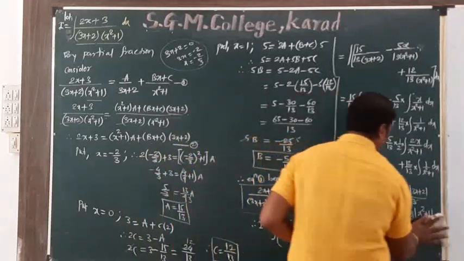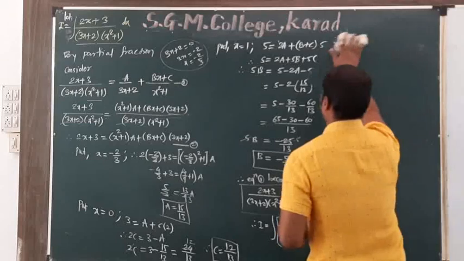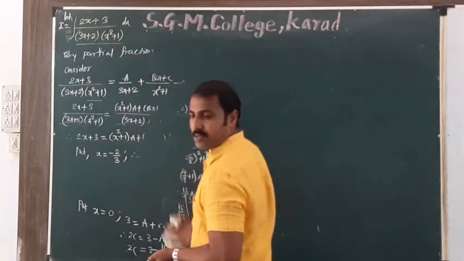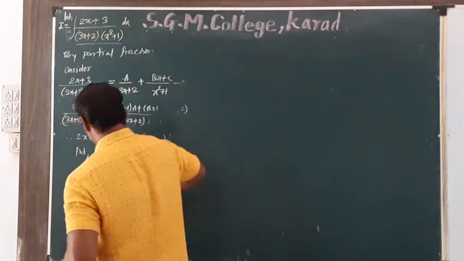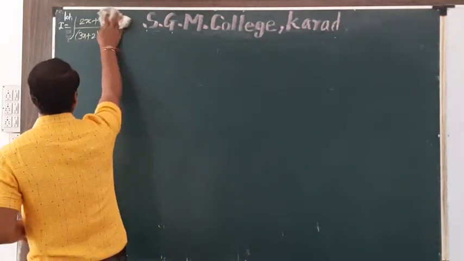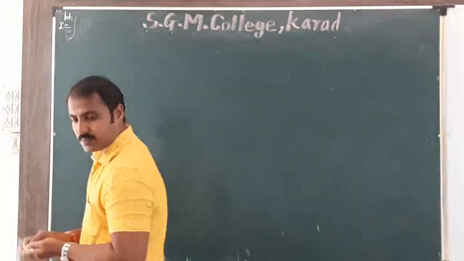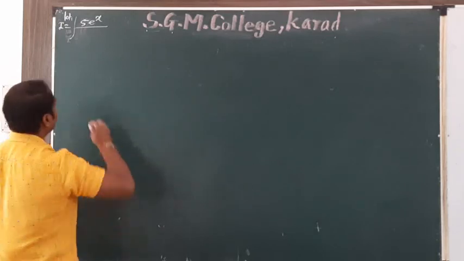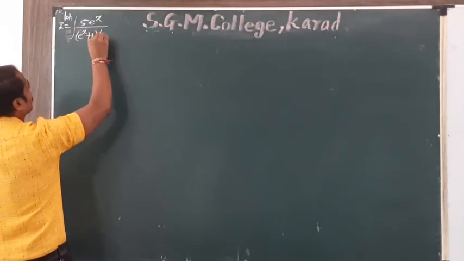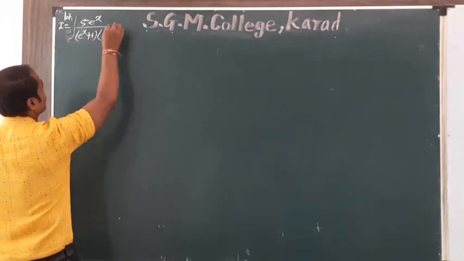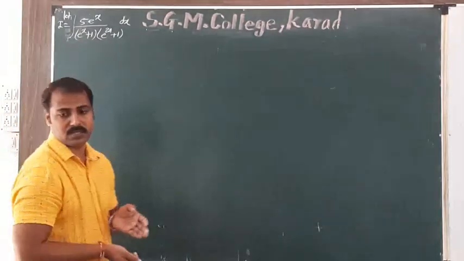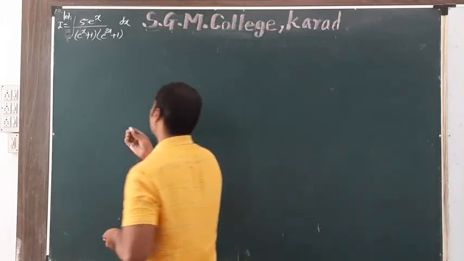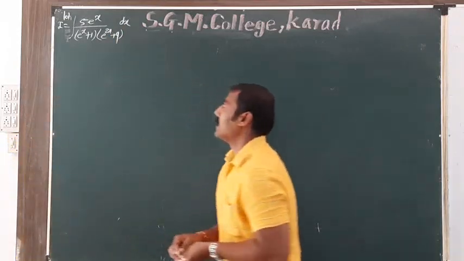Now we see one more example of this type. Evaluate the integration of 5 e raised to x divided by e raised to x plus 1 into e raised to 2x plus 9, dx. Sorry, here the term is 9, not 1.